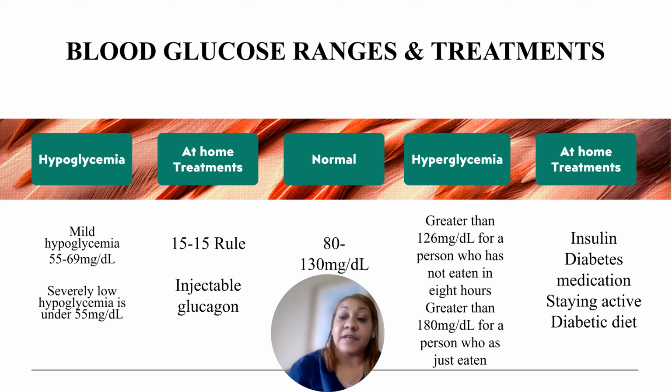Staying active can help stabilize your blood glucose levels. However, do not exercise when your ketones are in your urine because it can have an adverse effect that increases your blood glucose levels instead of decreasing it. A diabetic diet consists of small portions and avoiding foods and liquids that contain sugar.